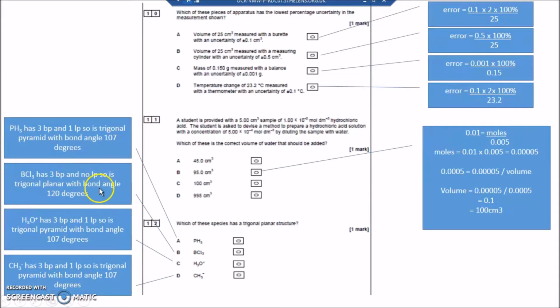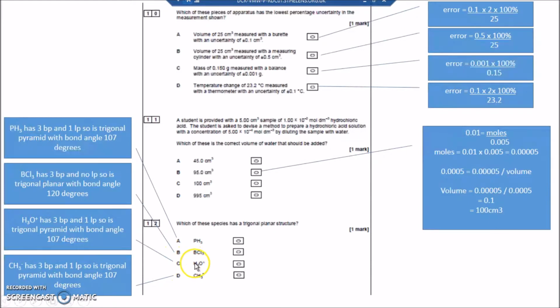BCl3 has 3 bonded pairs and no lone pairs because it's in group 3, so it's got 3 bonded pairs, no lone pair. Now that might be planar. So 3 bonded pairs, no lone pairs will repel equally to give a bond angle of 120° in a trigonal planar shape. So your answer is B.